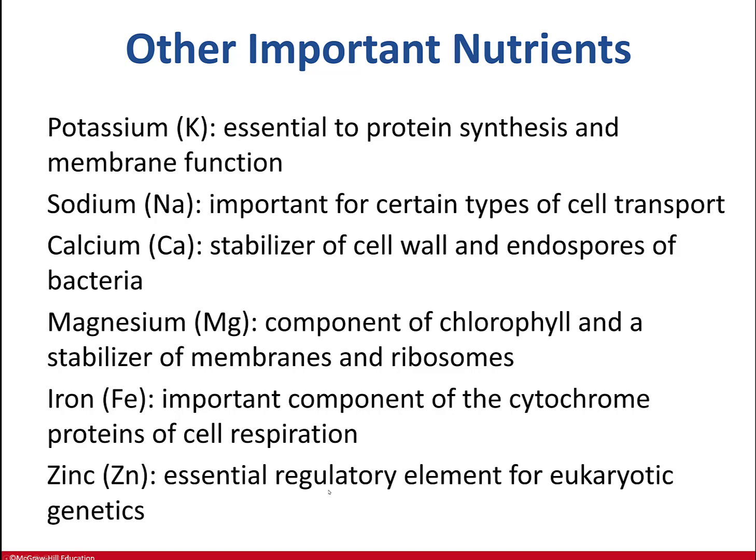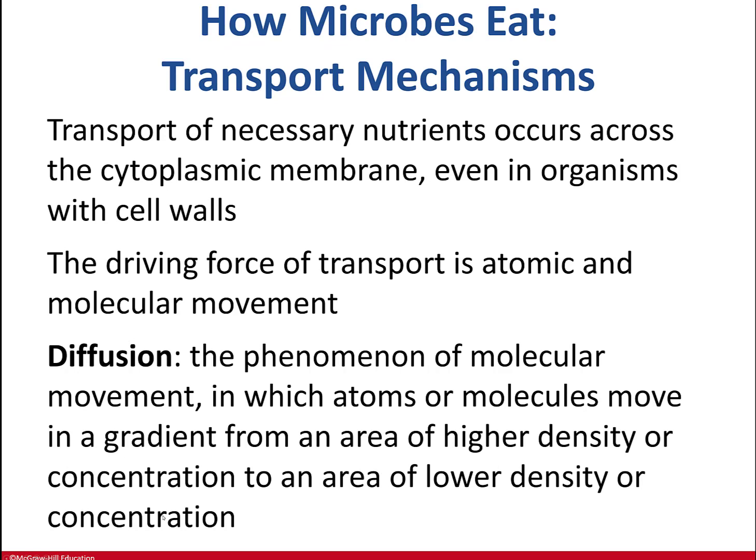Zinc, essential for a regulatory element for eukaryotic genetics. The zinc fingers, they're called, and various things are important for stabilizing genetic structures and doing enzymatic manipulations like DNA maintenance and that sort of thing.